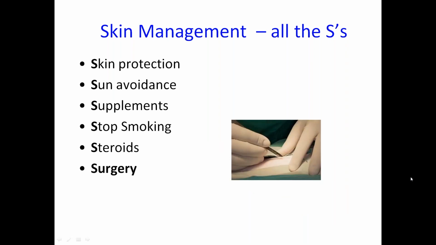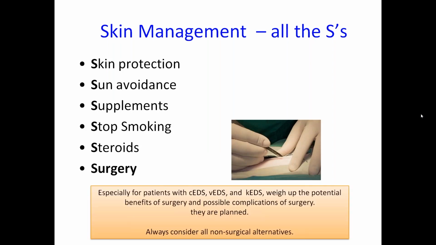The next S is surgery. So what do we advise about surgery? Before surgery, I think it's always worth weighing up the potential benefits of surgery versus the complications, particularly for planned surgery. And this is true for the classical, vascular, and particularly the kyphoscoliotic EDS, where skin fragility is also an issue. Of course, surgery often has to go ahead, and that is fine as long as the surgeons are aware of the diagnosis, but always think of non-surgical alternatives.